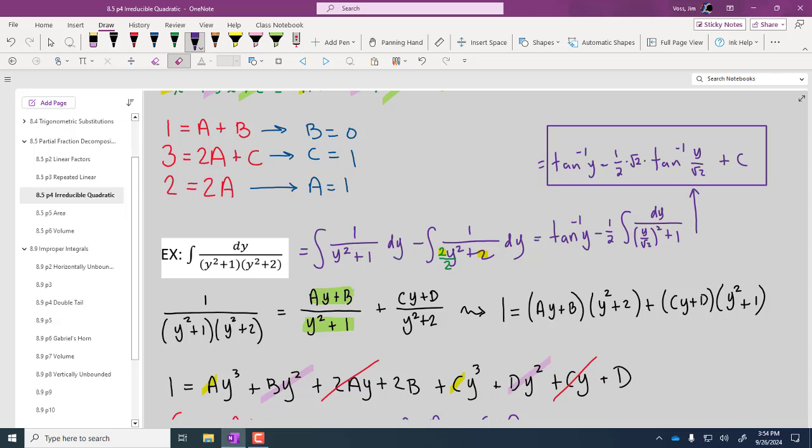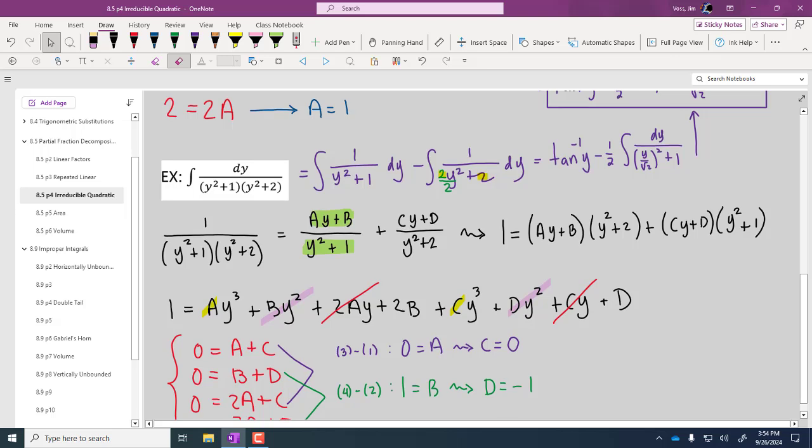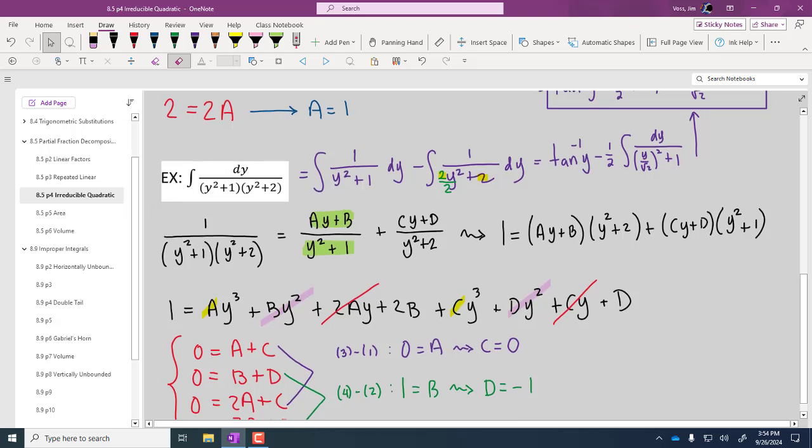Question? Could you have done that second part of the split integral using the 1 over a squared plus x squared method? Yeah. Definitely. Yep. You could have, yes.